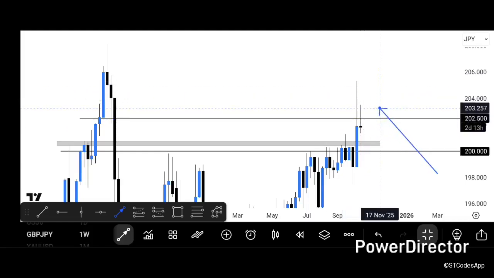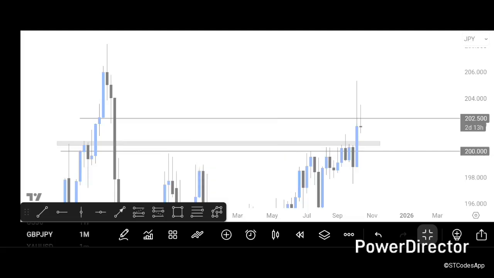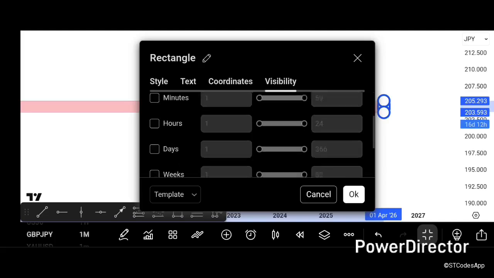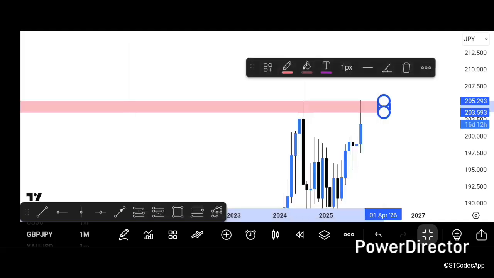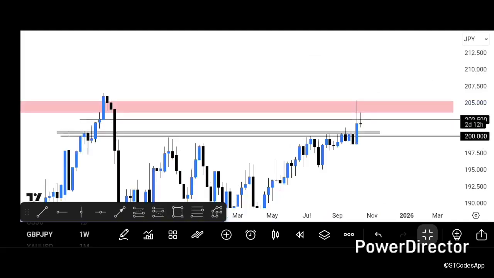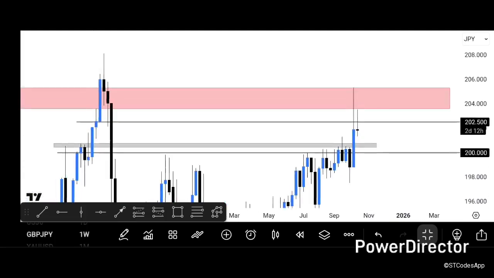Now going back to the monthly time frame, if we put this resistance zone on the weekly time frame, we can get a clearer view. So you can see this was the resistance zone that we had on the monthly time frame, which was the high on the monthly time frame. So price came to match that high.